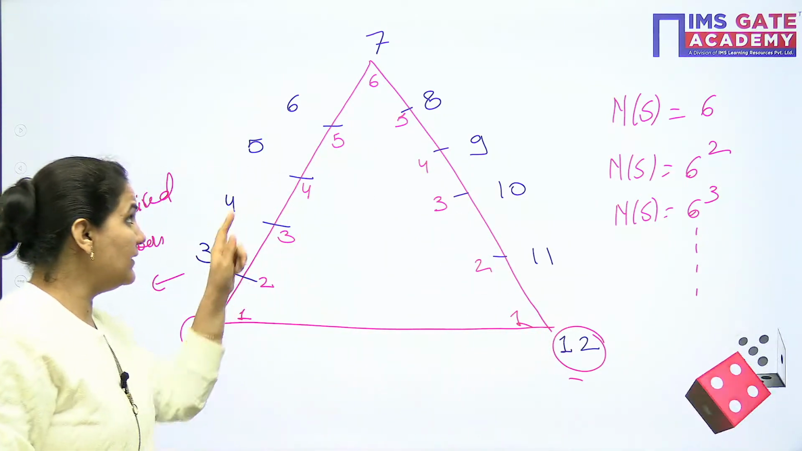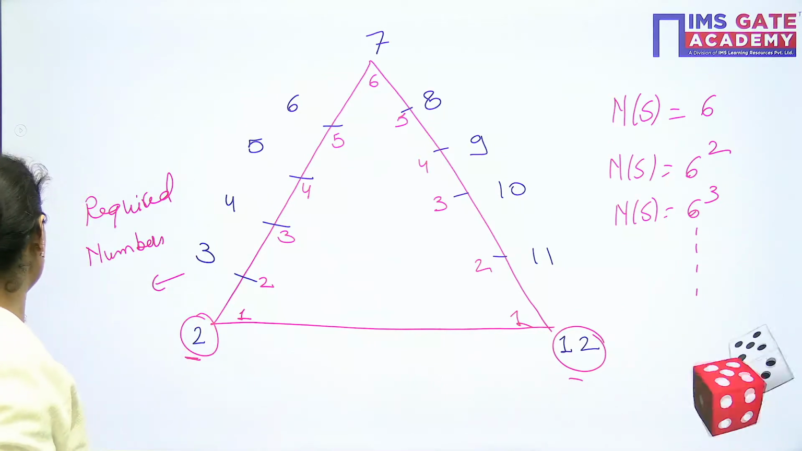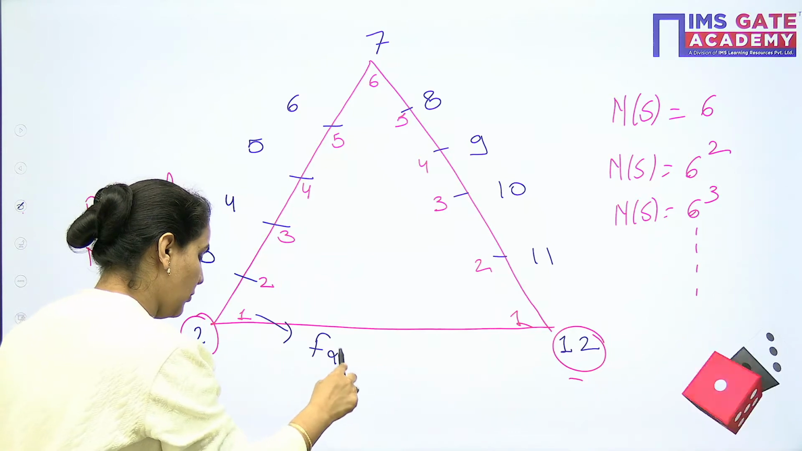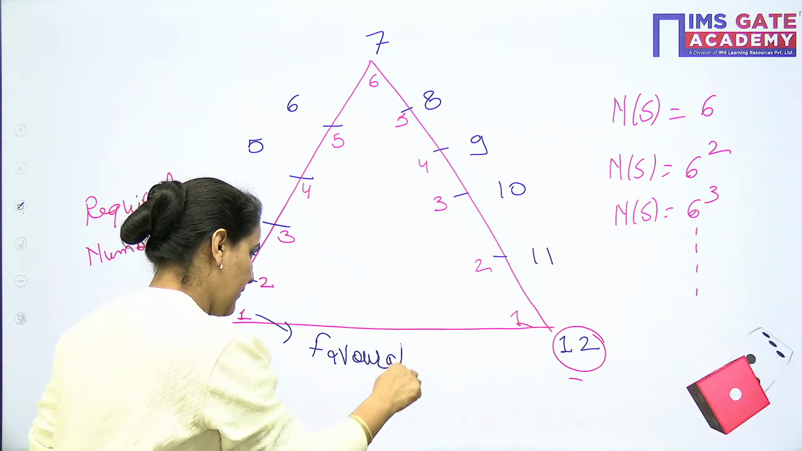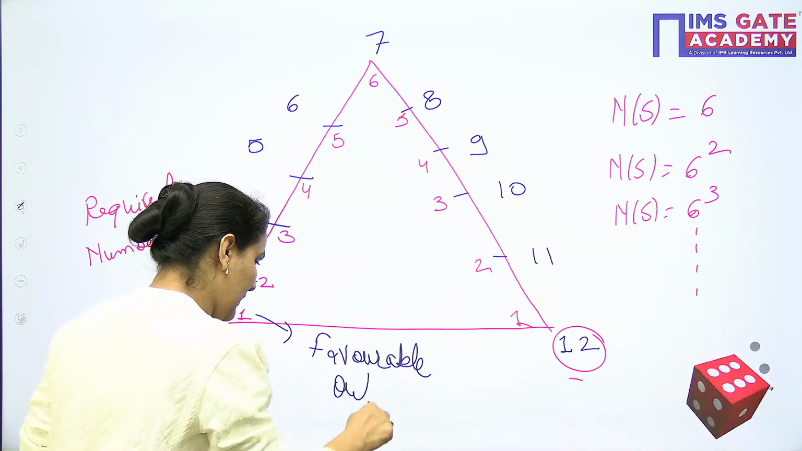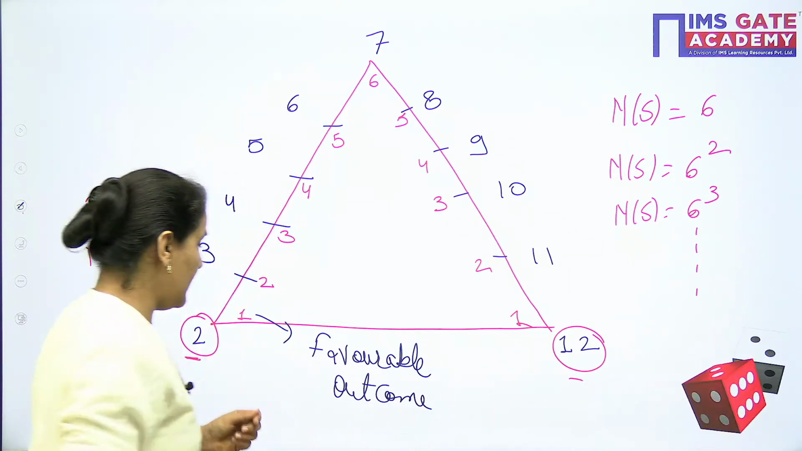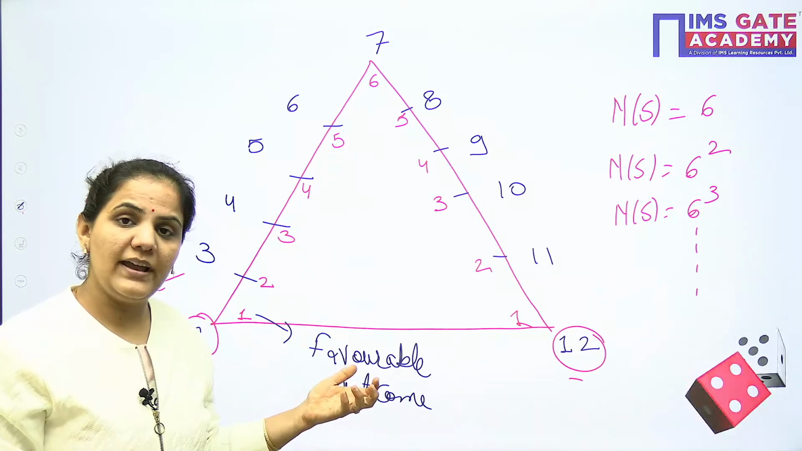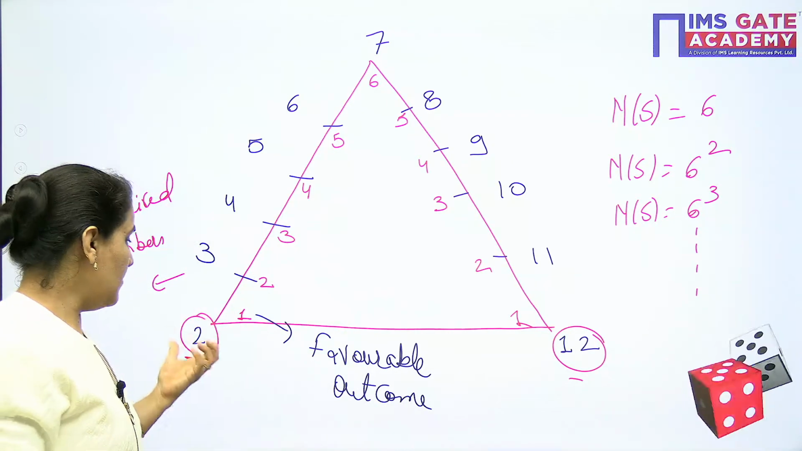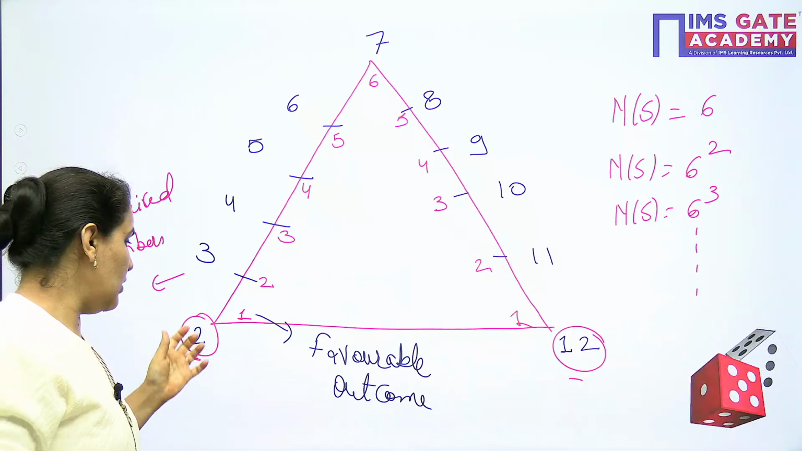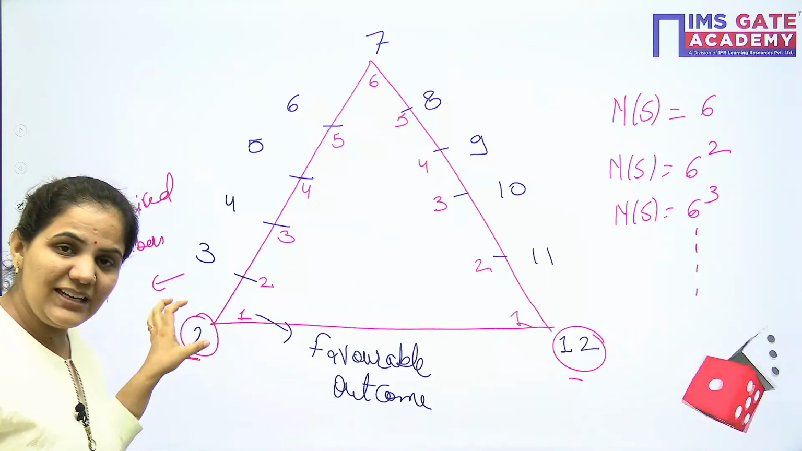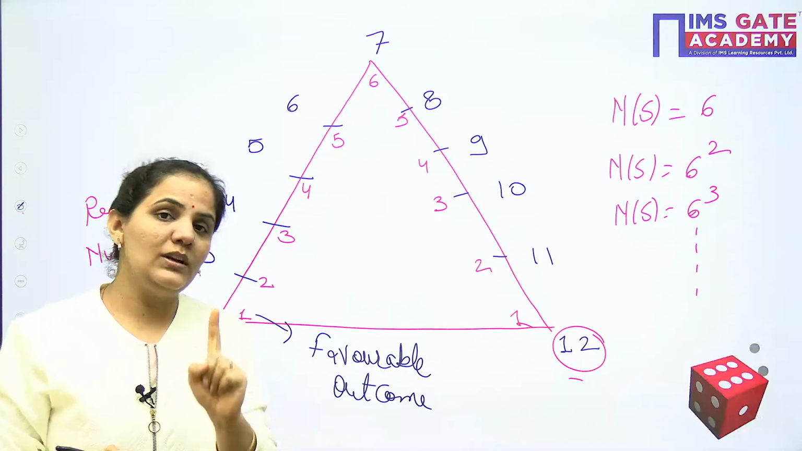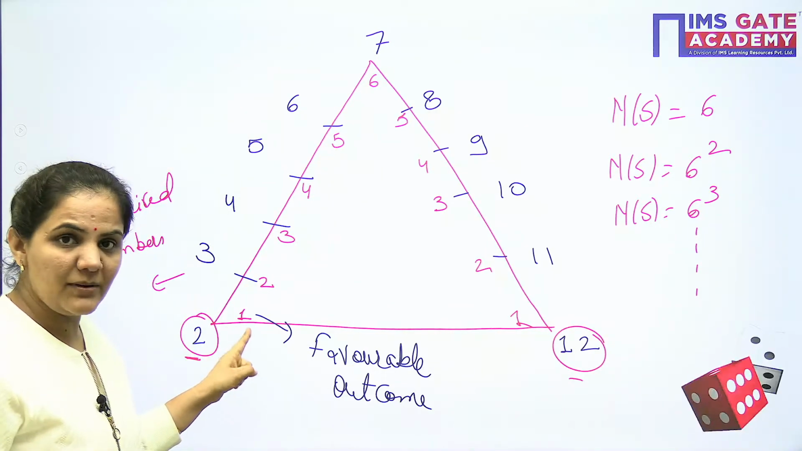Now what is the meaning of the numbers written inside this bracket or this triangle? The numbers written inside are the favorable outcomes. If someone asks me to find the favorable outcome for the sum of two dice, when we throw two dice and the sum is 2, the number of favorable outcomes is 1 only. We can check that when we throw two dice, the sum will be 2 only one time. The possible case is 1 and 1.